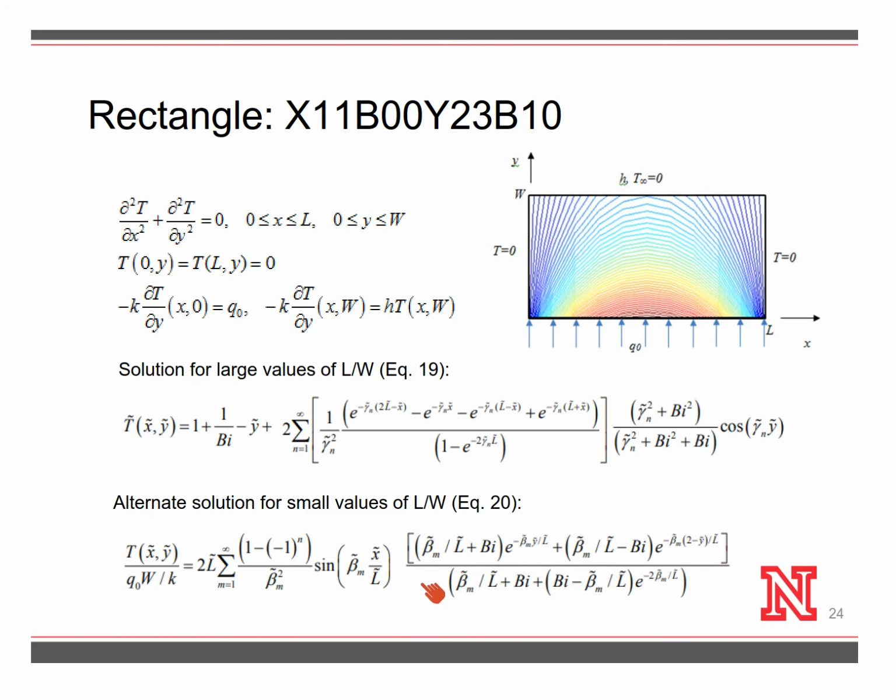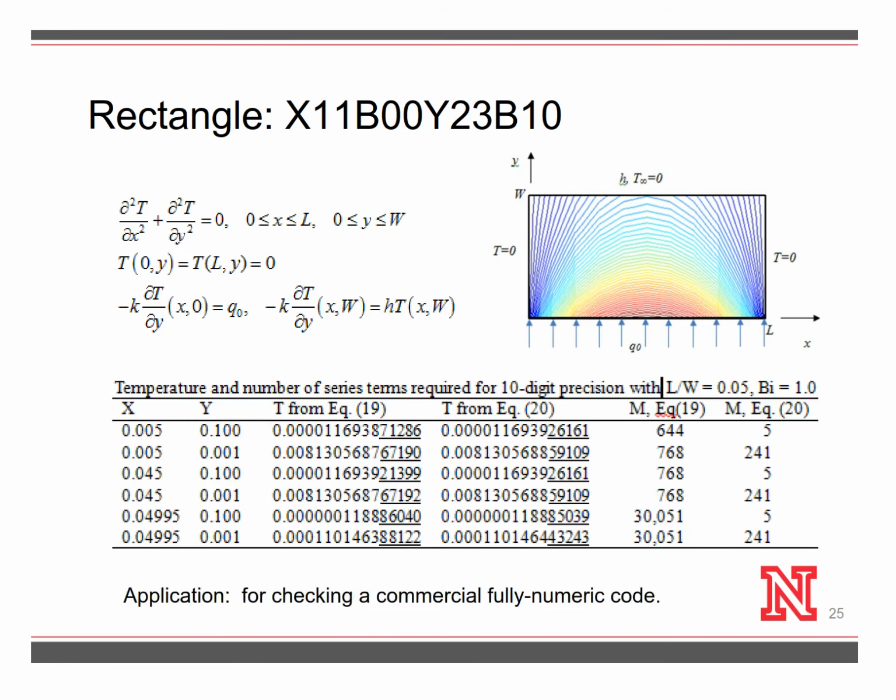And you might say, wait a minute, a boundary value problem has a unique solution. How is it that you've got 2 solutions? Well, this is the same solution, but these are different expansions of the same solution. And they have different convergence behaviors. So here's some temperature values computed from those 2 expressions, and they agree to 10 decimal places. Now, the underlined part is where they don't agree.